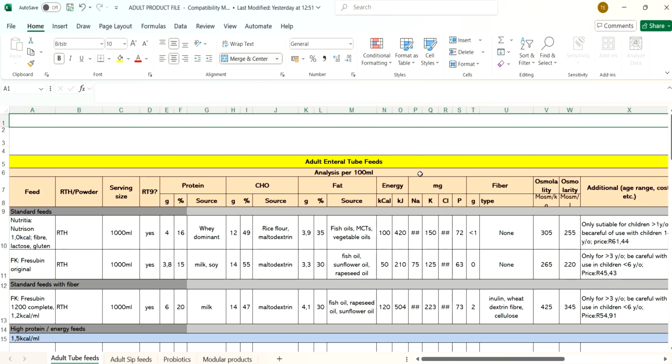You have your heading. We have the analysis per 100 ml because it's easier to work out and to calculate your feeds per 100 ml.